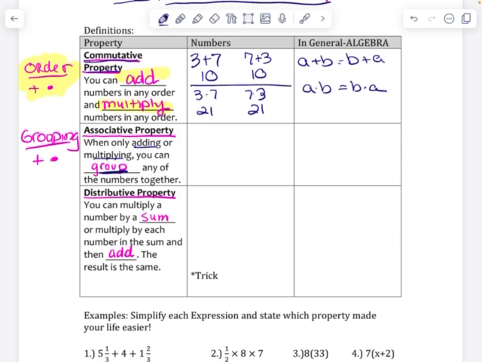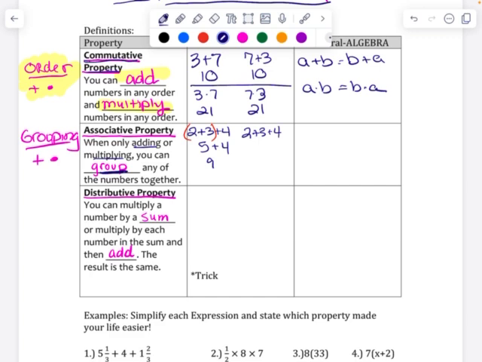So if I'm going to take 2 plus 3 plus 4, I can group, and I'll use parentheses to group, the 2 plus 3 and get 5 plus 4. 5 plus 4 is 9. Well, I can also do that problem again. 2 plus 3 plus 4. But this time, I'm going to group the 3 plus 4 together first and get 2 plus 7. And I also get 9.